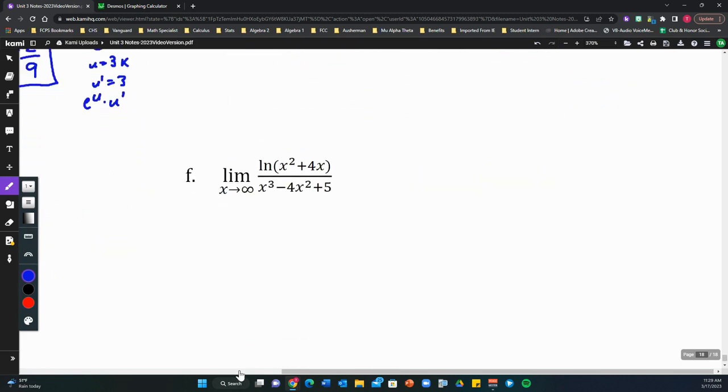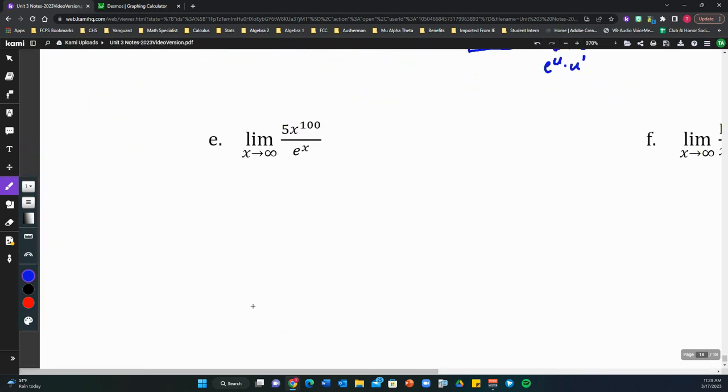Okay, I've got 2 more here. Let's try this guy. All right, now this one's a fun one. So we're back to limits at infinity. So we're left wondering about these graphs. So for the first guy, I've got 5x to the 100th power. Now, you guys probably haven't seen that big of a degree.